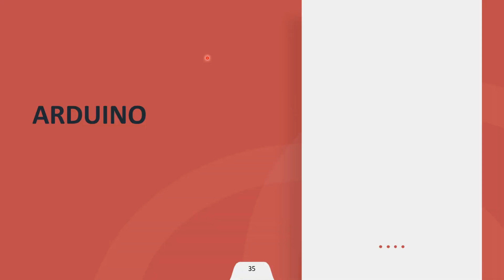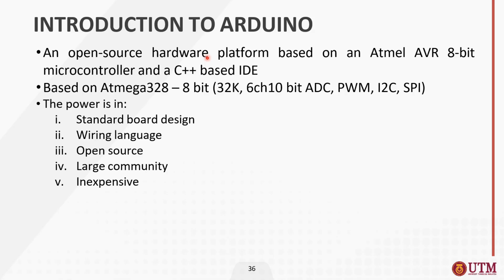Next is Arduino. The main thing that we learn in this subject is Arduino: how to code Arduino, what Arduino is all about, and so on. So, introduction to Arduino. Arduino is an open source hardware platform based on the Atmel AVR 8-bit microcontroller and a C++ based IDE. Basically, the chipset used in Arduino, most of them is from Atmel.